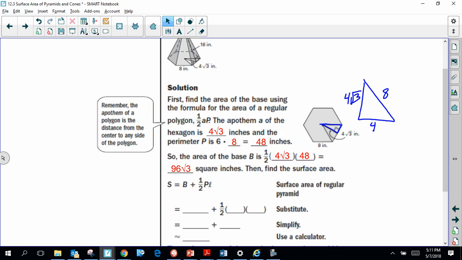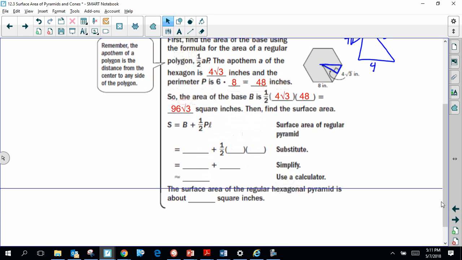We'll leave it as a radical number because more often than not, in an academic setting, we will be looking at exact answers as opposed to approximate answers. So that 96 radical 3 is the area of the base. Taking the equation, the base plus 1/2 perimeter times the lateral height, substituting gives us 96 radical 3 plus 1/2 times the perimeter, 48, and the lateral height of 18. Now the 18, we didn't have to figure that out. That was just given to us.